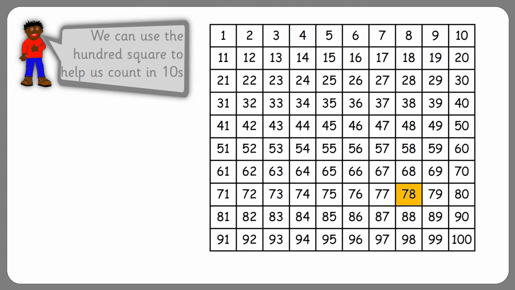So this time, let's start at the number 78, but count backwards in tens. So our number will be getting smaller each time, 10 less. So if we start at 78 and we count backwards in tens, the next number will be 68. The ones remain the same, but the tens are getting one smaller each time. Then we've got 58, 48, 38, 28, and all the way back to 8. So you can see, counting back in tens, the tens number gets one smaller each time, and the ones number stays the same.